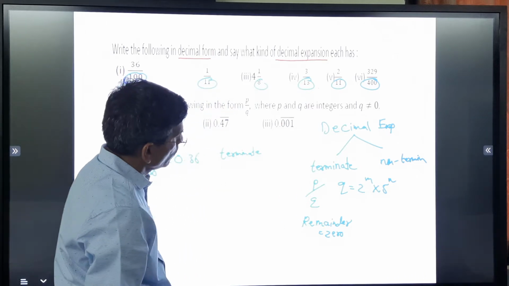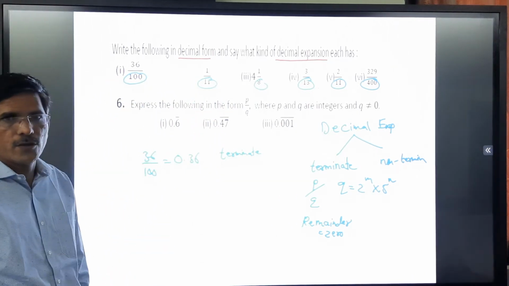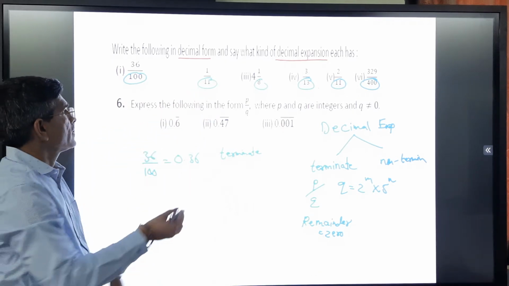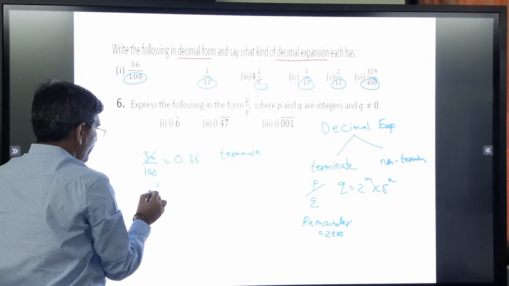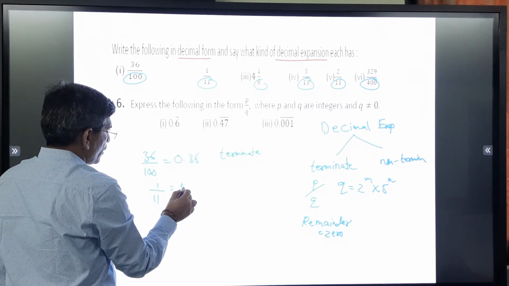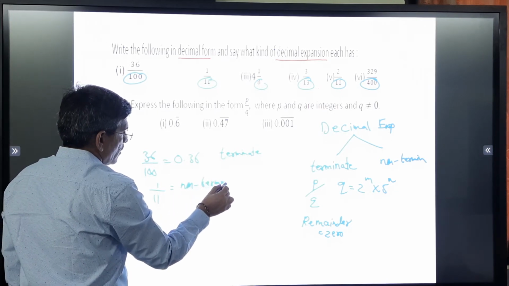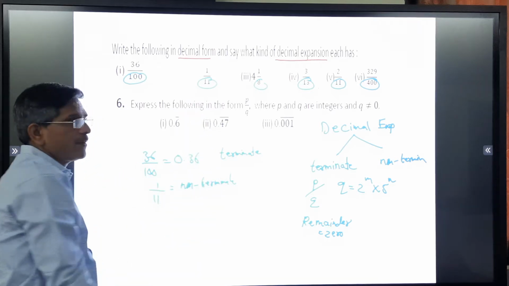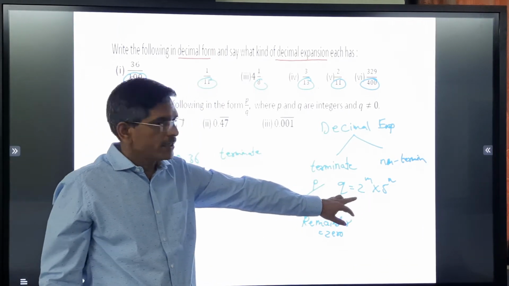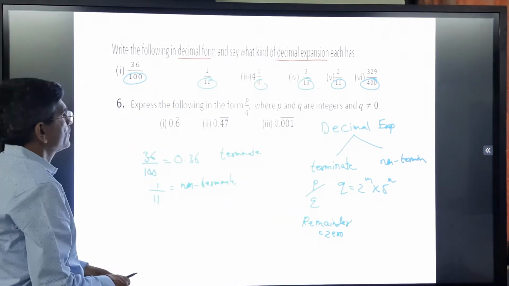So how do we know which are terminating? See, 11 is there, and 11 is a prime number. When a prime number is in the denominator, we can say it is a non-terminating number. So 1 upon 11 is non-terminating. Why? Because 11 is a prime number, it is not in the form of 2 and 5. If the denominator is in the form of 2 or 5, then yes, it is terminating.